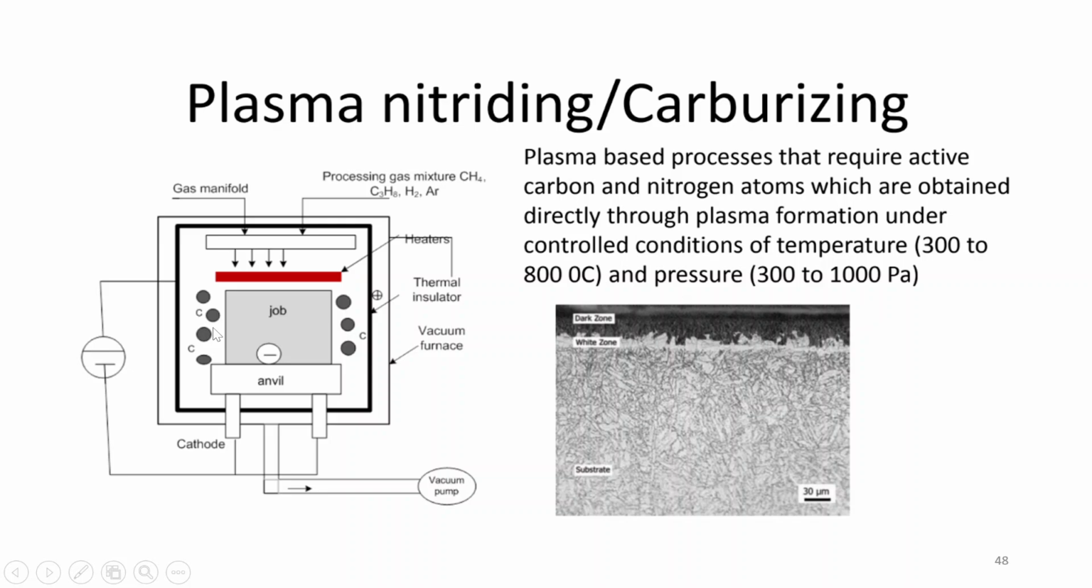This is the chamber that's used. Here you have the job and the atoms of carbon or nitrogen, and the process gas mixture which is of methane, propane, hydrogen and argon, and this will be providing the required carbon.